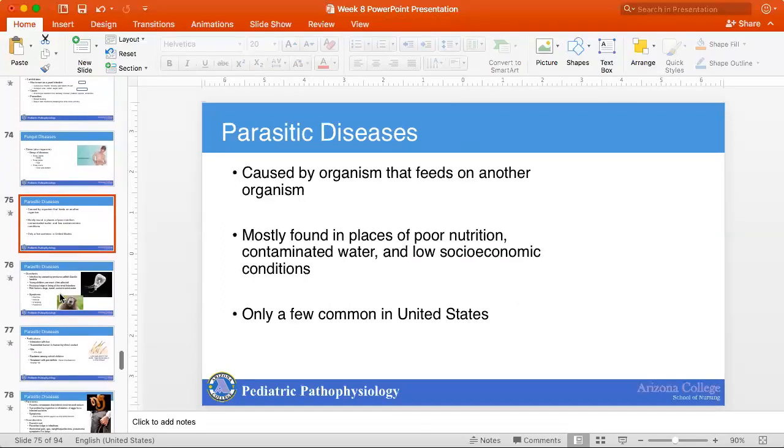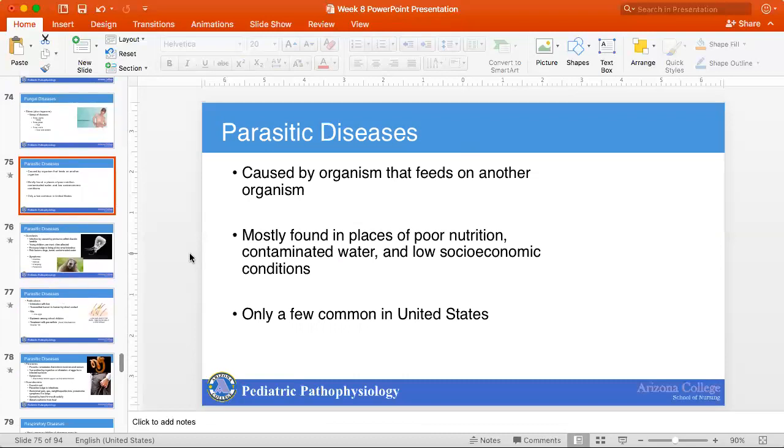Looking at some more of the parasitic diseases, caused by an organism that feeds on another organism, most commonly found in places of poor nutrition, contaminated water, and low socioeconomic conditions. And then only a few are common in the United States.